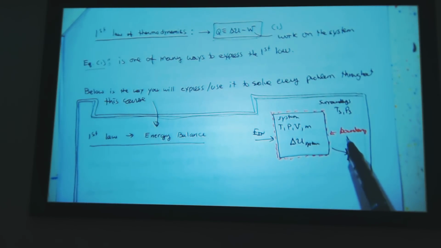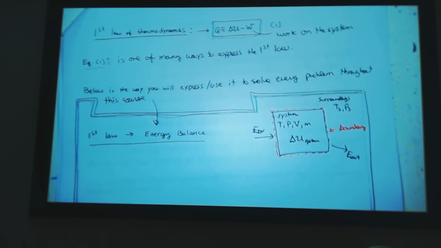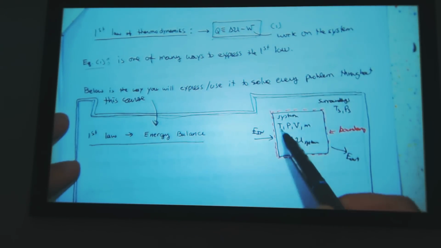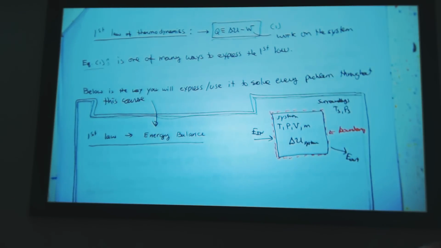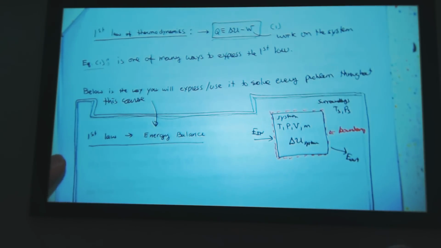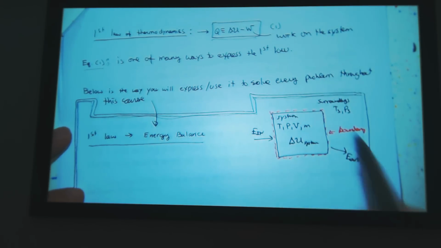If I change the boundary conditions, I can dictate what energy comes in and what energy leaves by dictating what comes in and what comes out. I change the change in internal energy in the system. Really, it changes the temperature, pressure, volume, and mass of my system. And the change in internal energy is dictated by the changes in these. Okay, so here's a pictorial representation.